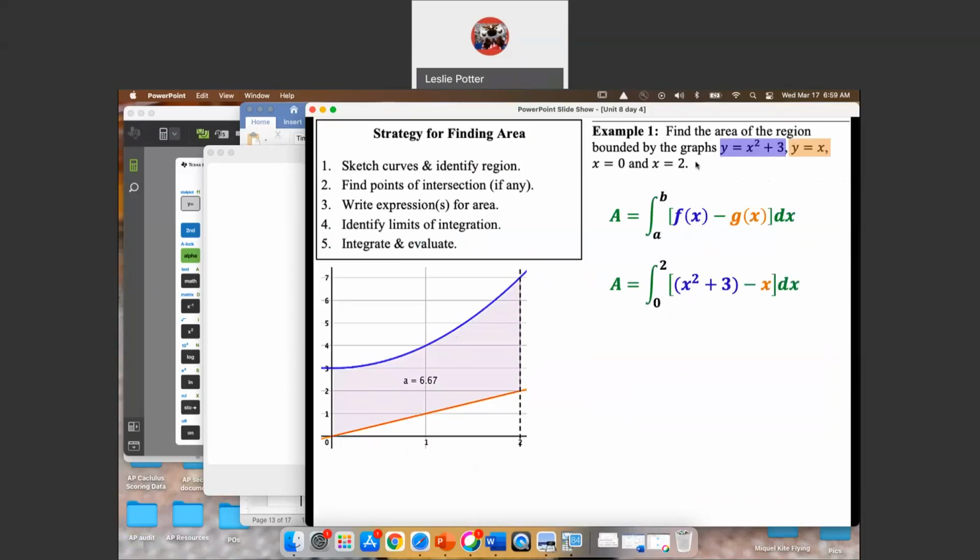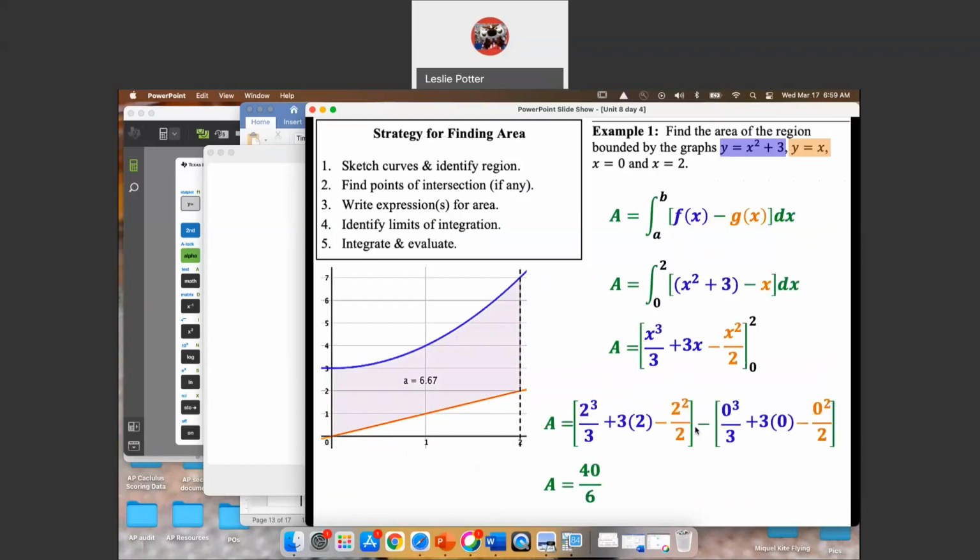So this type of problem would definitely be a no calculator problem. So let's go ahead and do the antiderivative. So x cubed divided by 3, we've got plus 3x, and then we've got minus x squared over 2. And then we can plug in our limits of integration. So we're going to plug in 2, and then we're going to subtract and plug in 0.